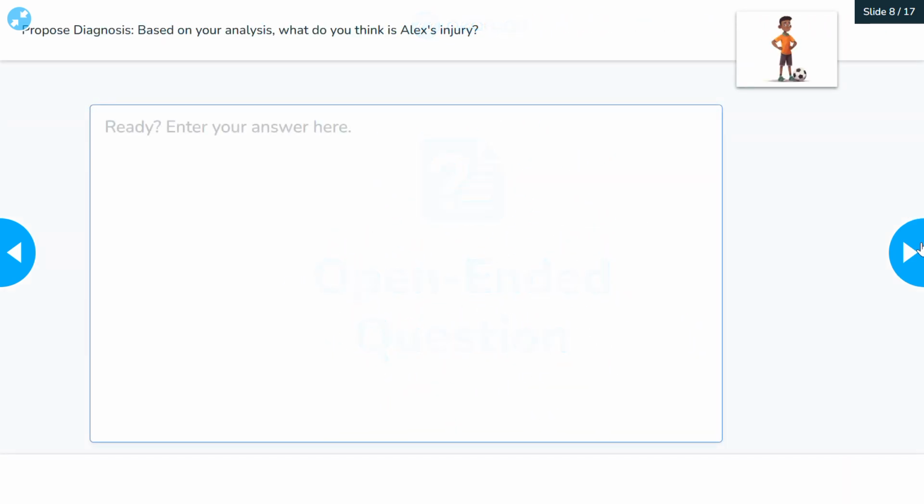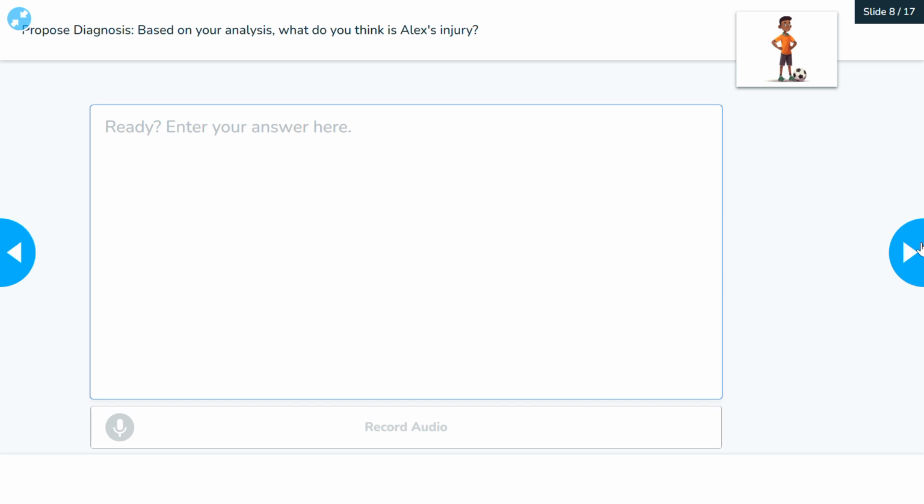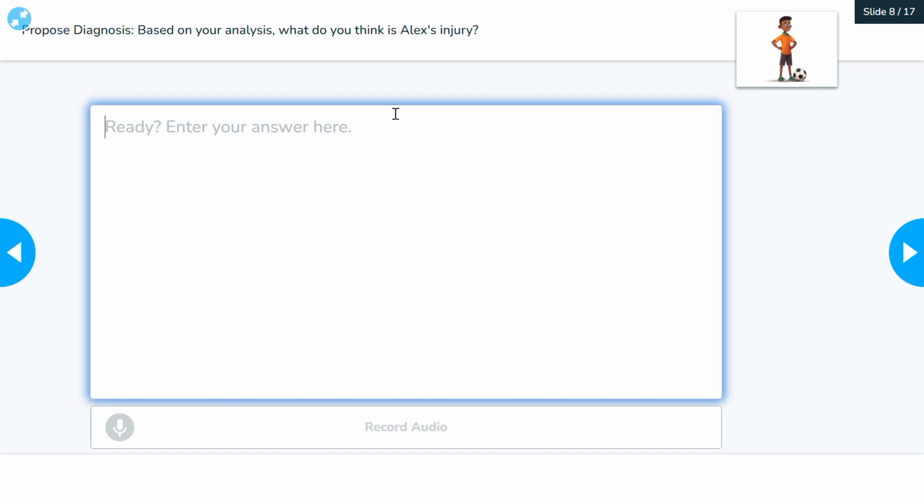After the video, there's another open-ended question where they have to tell me, based off their analysis, what they think the injury is. They have to diagnose the injury. In this activity, I've also included a recording audio option in case students prefer that.